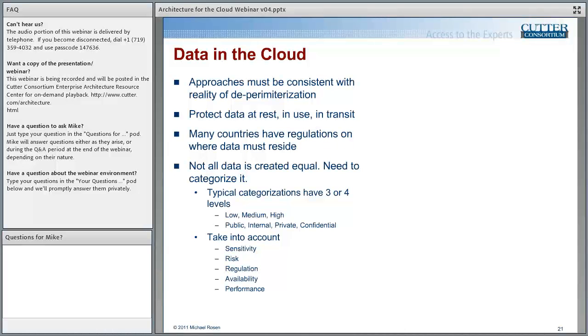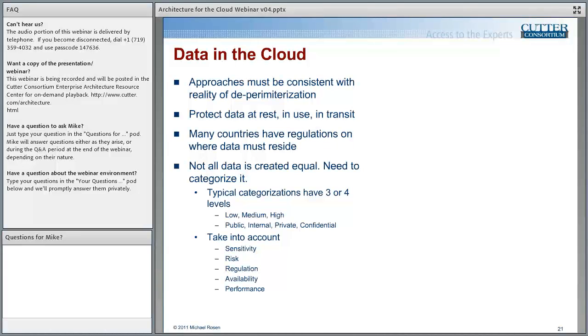There's more than one kind of data. Not all data is created equal. Typically, we have a few characterizations of data, 3 or 4 levels. I've seen a 3-level, low, medium, high, or 4-level, public, internal, private, and confidential. And these characterizations take into account the sensitivity of the data, the risk if it should get lost, regulatory requirements, how much it needs to be available, the performance we need in accessing the data.